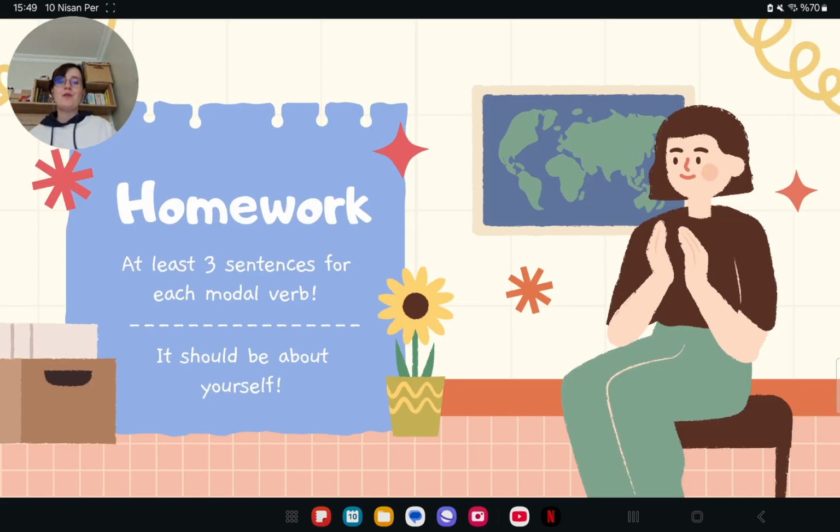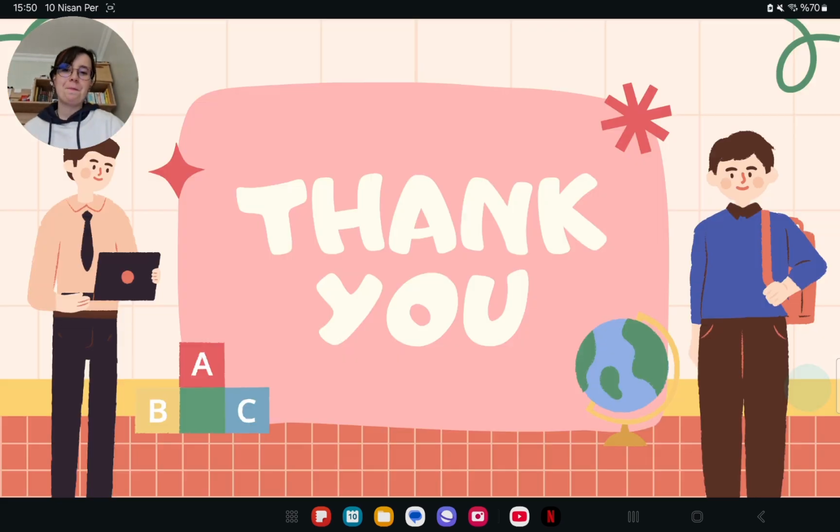And we have a very small homework just to check their comprehension. I would ask them to write at least three sentences for each modal verb, and they should be about their life. Maybe it can be about their hobbies or their daily routines, whatever they do. I can brush my teeth, I can run, but I cannot swim. Those types of things. Very simple, very easy peasy lemon squeezy homework, but it's good.